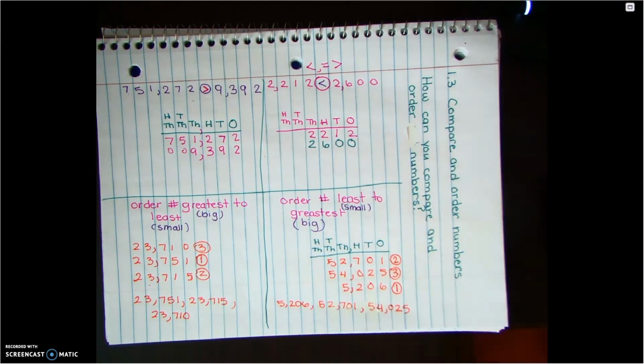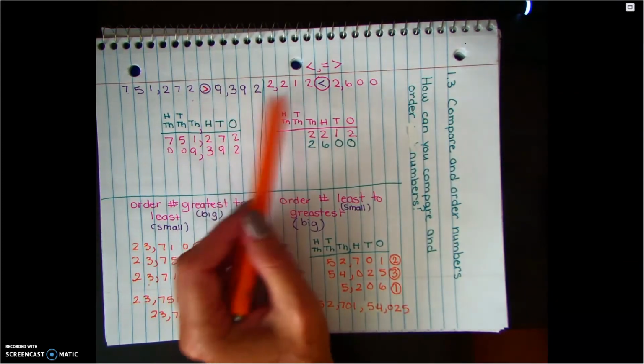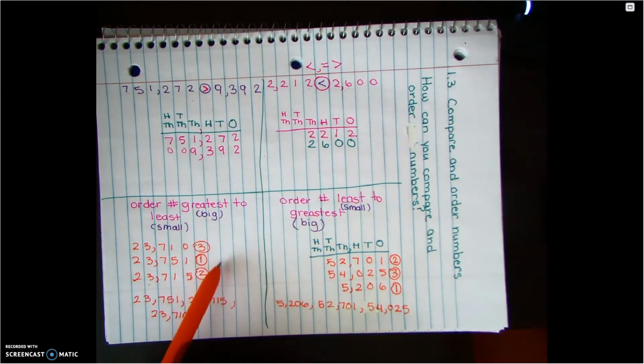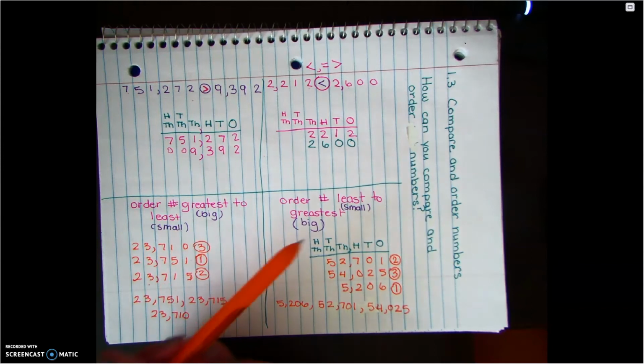So we will be practicing today, using the greater than, less than, and equal to symbols, and then we're going to practice ordering three numbers from greatest to least and least to greatest.